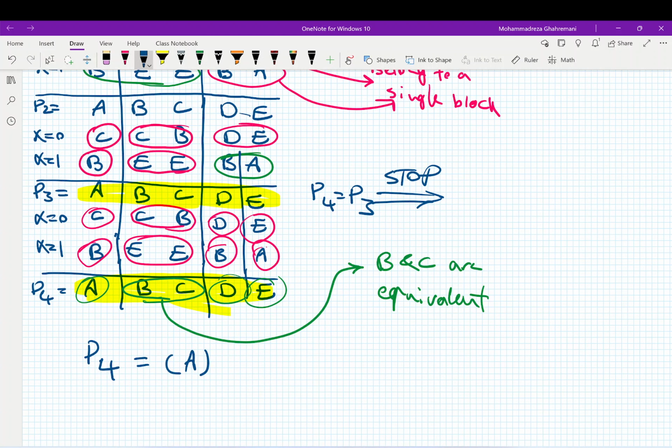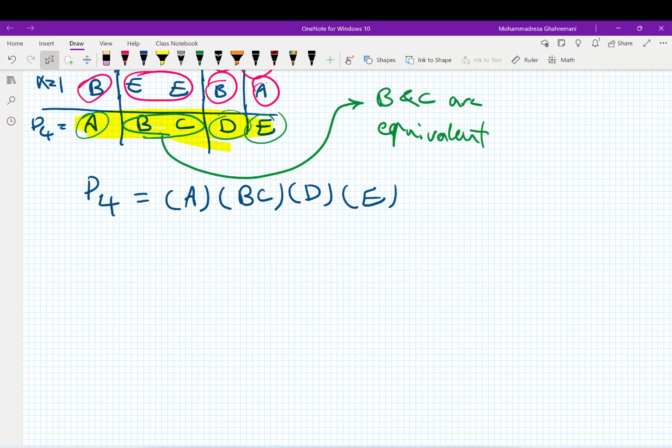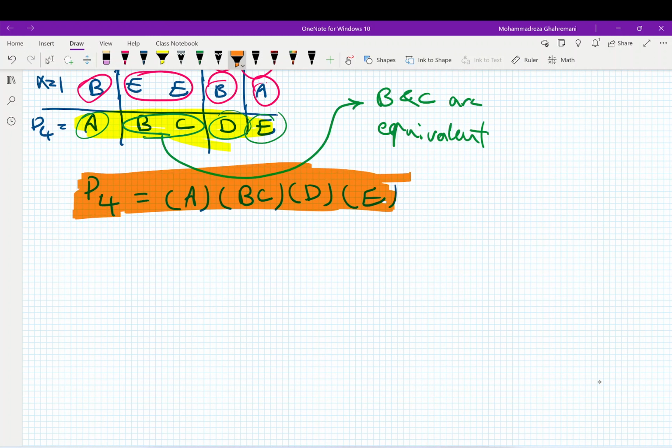So we say the final partition P4 is A, we put in a parenthesis, so it means that A is not equivalent with any other states. We put B and C together, D in a single parenthesis, and E. So this one is our output, and it says that B and C are equivalent.